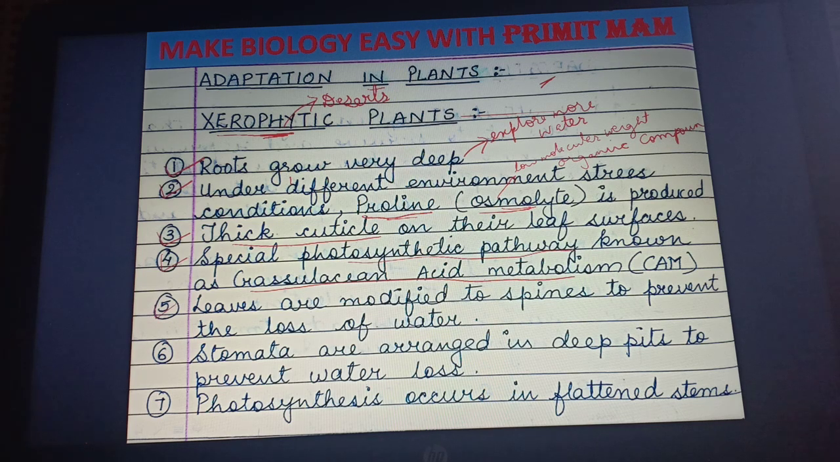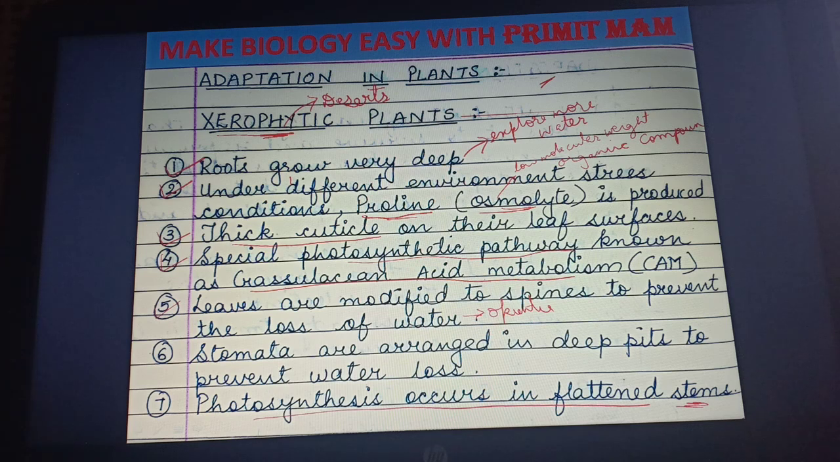Now the fifth adaptation found in xerophytic plants is that leaves are modified into spines to prevent the loss of water. This type of adaptation is found in Opuntia. Even in Opuntia, photosynthesis occurs in the flattened stem. Why? Because the leaves are modified into spines, so photosynthesis does not occur in leaves; it occurs in the stem, which is flat, thick and fleshy.